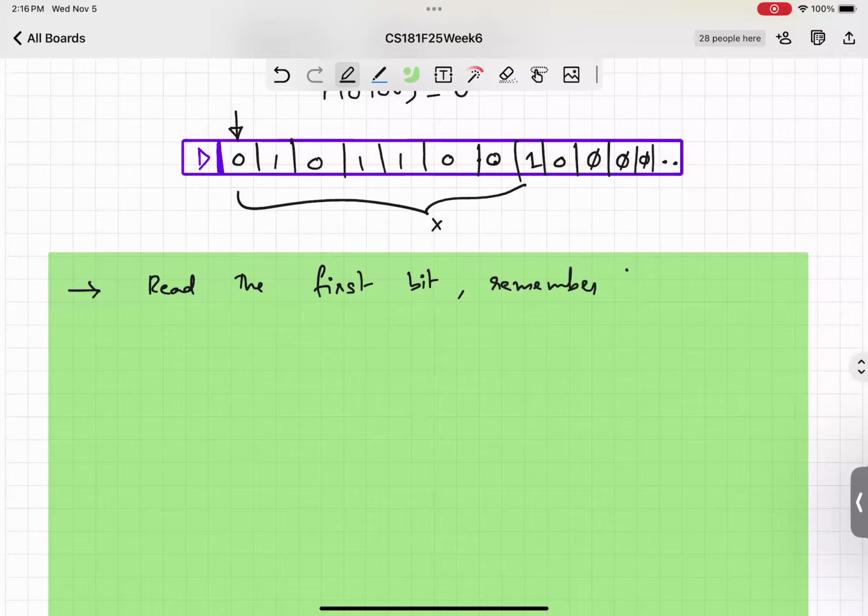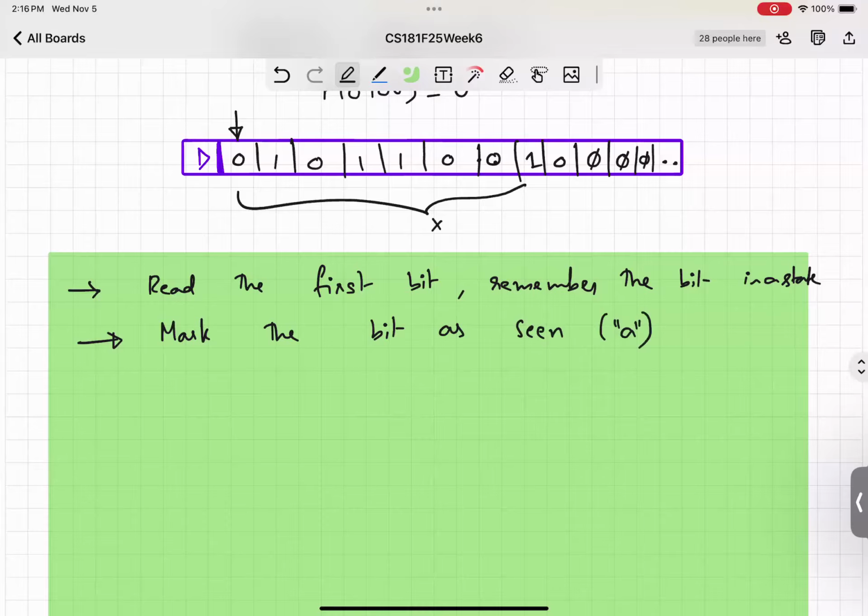So read the first bit. Remember the bit in a state. And before going on, I'm going to mark this bit as seen so that I don't get confused again. I've already seen the 0, so I'm going to mark the bit as seen. Just as for majority, I can say it's A. So what does this mean?